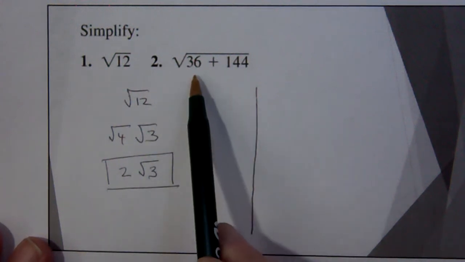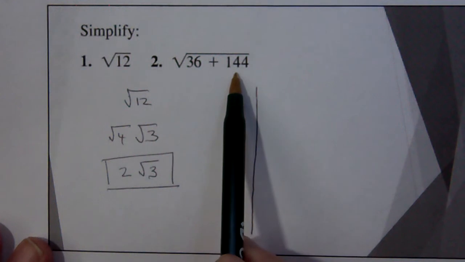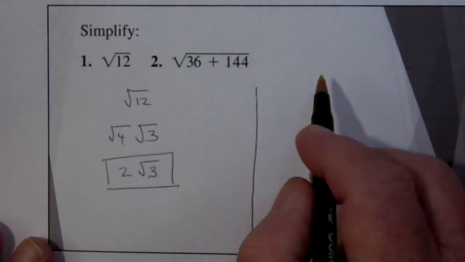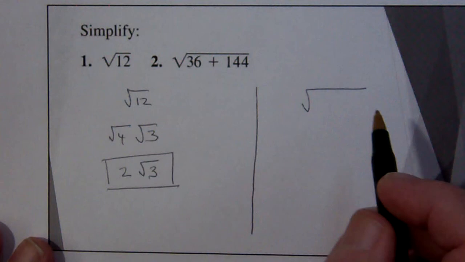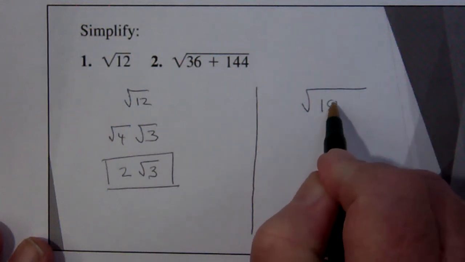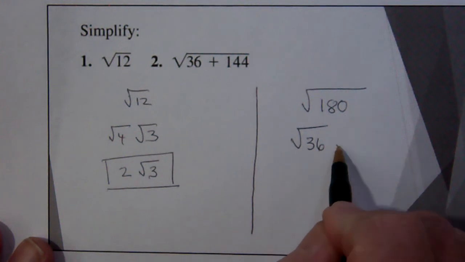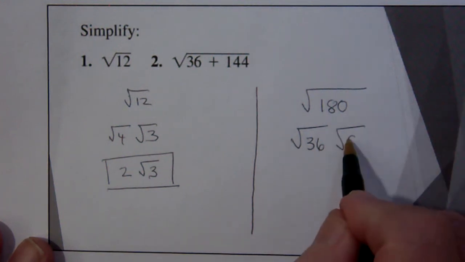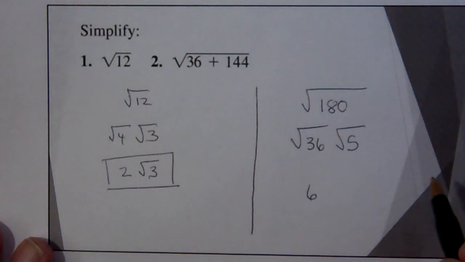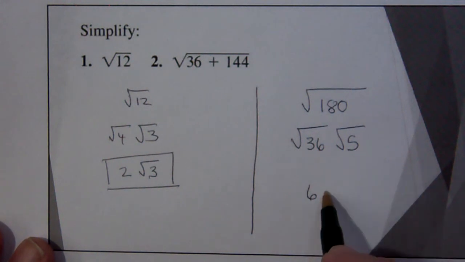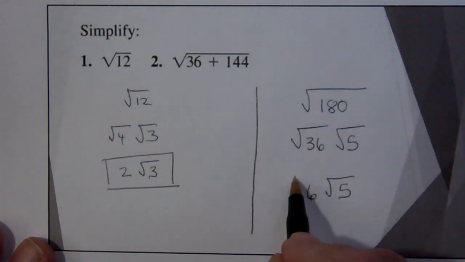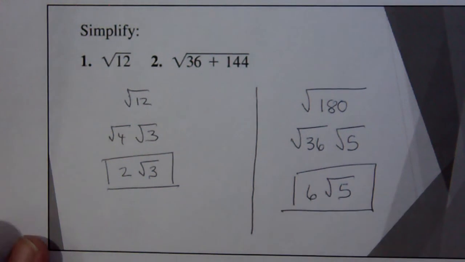Here I have to add the 36 and the 144 together, and so that's going to be the square first before taking the square root. That's the square root of 180. But 180 is 36 times 5, so the square root is the square root of 36 times the square root of 5, and that's going to be 6 times the square root of 5. Again, that is an exact answer.